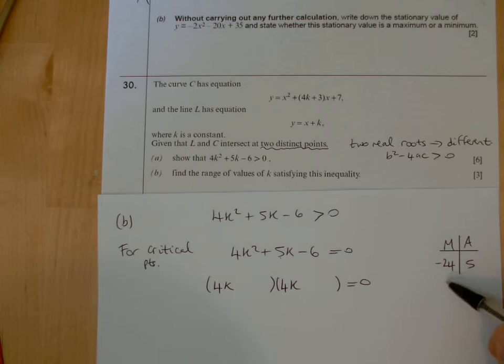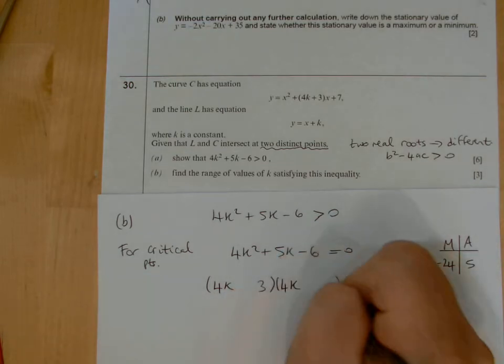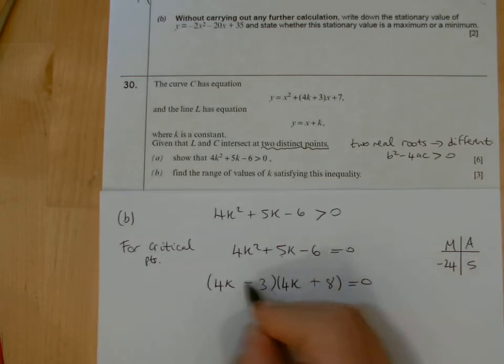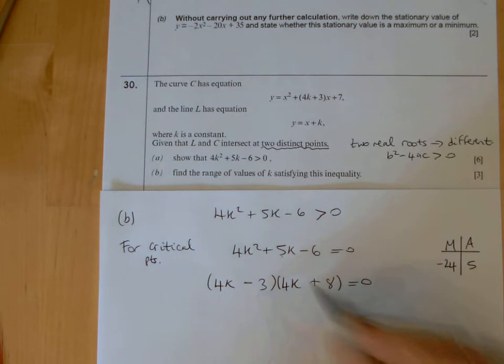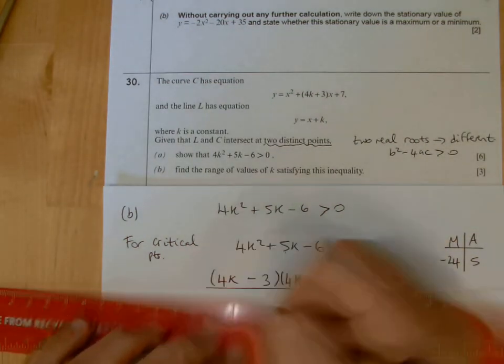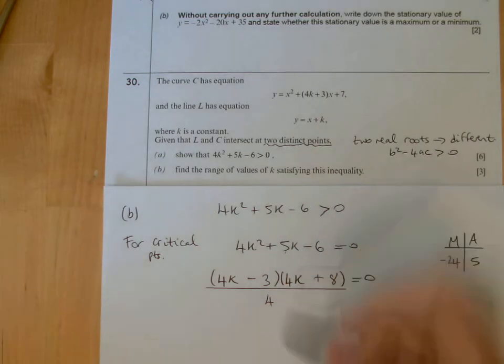So think of pairs. 12 and 2 won't work. 6 and 4 won't work. 3 and 8 though, 3 and 8 will work. It needs to add up to give 5, so it'll be plus 8, take away 3. And of course that will multiply to give minus 24. So don't forget with this method you've got to then divide by 4.